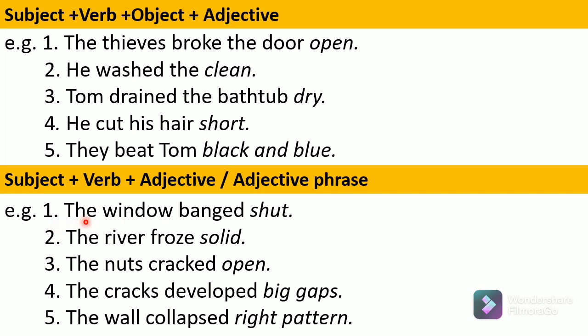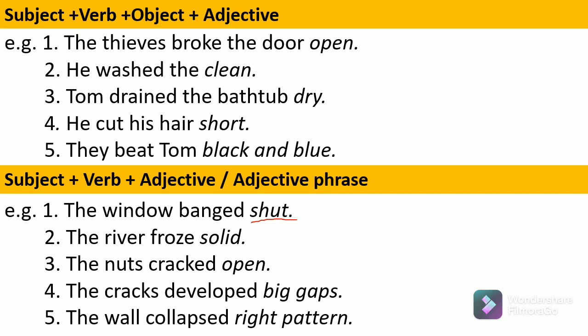The first example is the window banged shut. Here the subject and object are the same, that is window. Yes, the window banged shut, right? It means the window is the subject, banged is the main verb, and shut is not a verb, but what? The word shut is an adjective. It is functioning as an adjective, not as a verb.